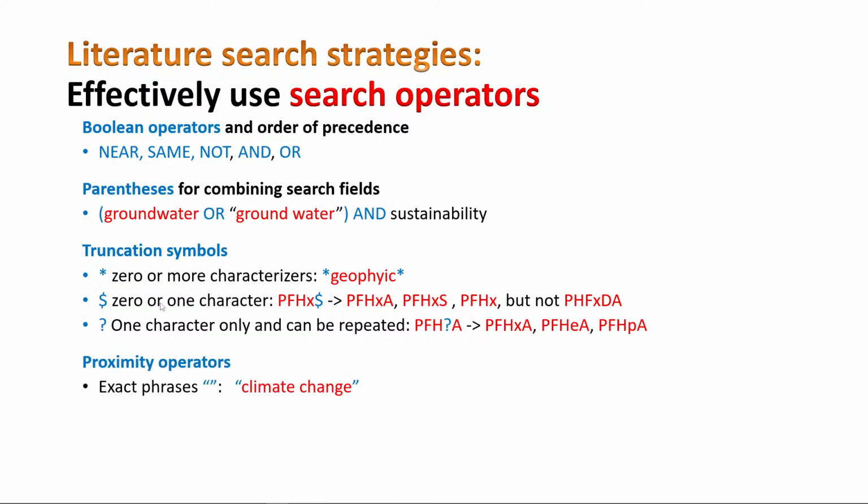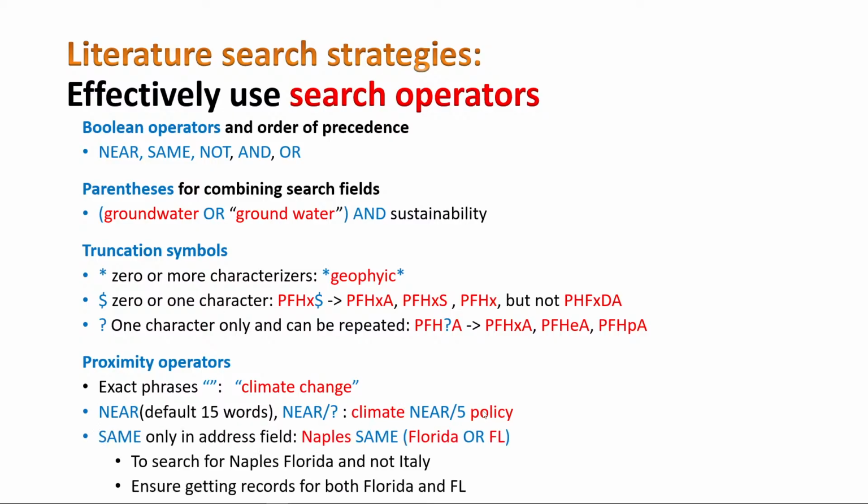Proximity operators. If you use quotes, that will give you the exact phrase, like here, it will give you climate change. But you can use NEAR, where the default is 15 words. So you can say climate NEAR/5 policy, so there would be up to 5 words between climate and policy. And remember, sometimes it could be multiple conceptual model. So I could just write multiple NEAR/5 model, and that will give me anything with up to 5 words in between.